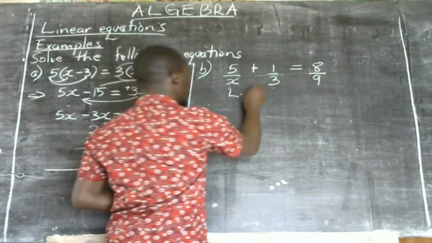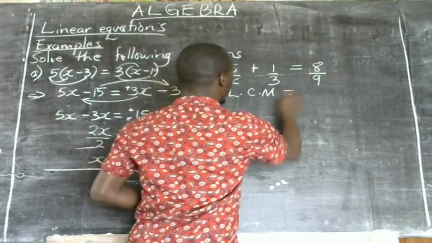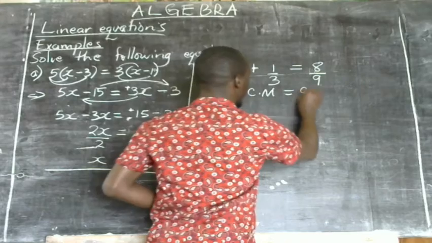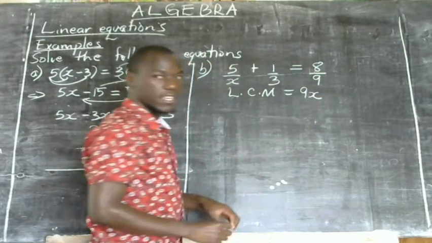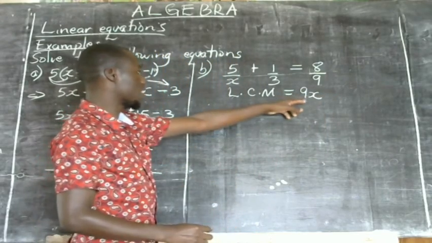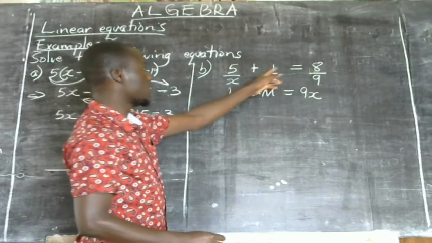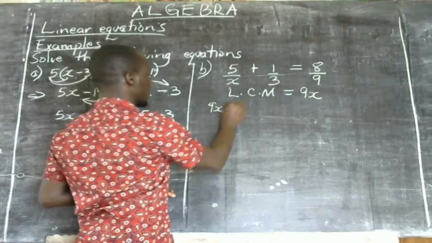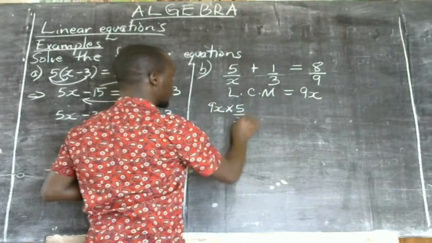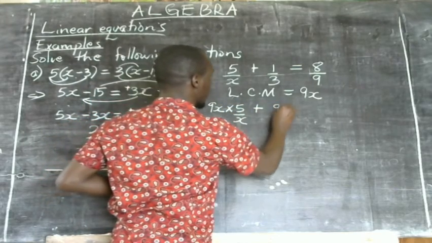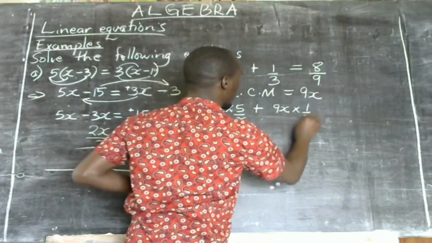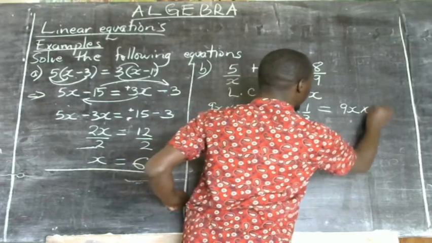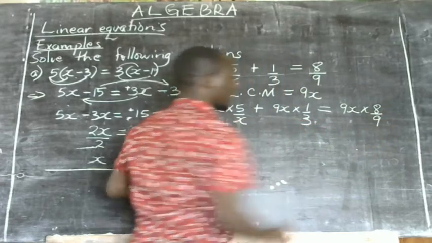So LCM of x, 3 and 9, that one is 9x. Then I'm going to get the 9x, I multiply it there, there and there on the next step. So this is 9x times 5 all over x plus 9x times 1 all over 3 is equal to 9x times 8 all over 9 there.